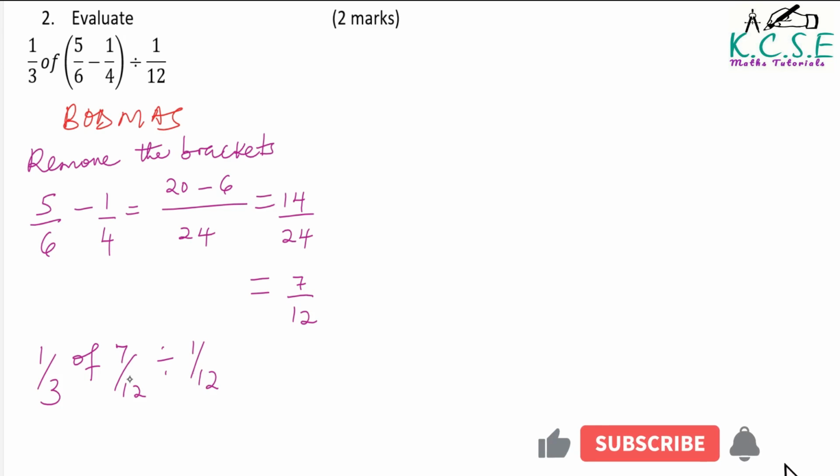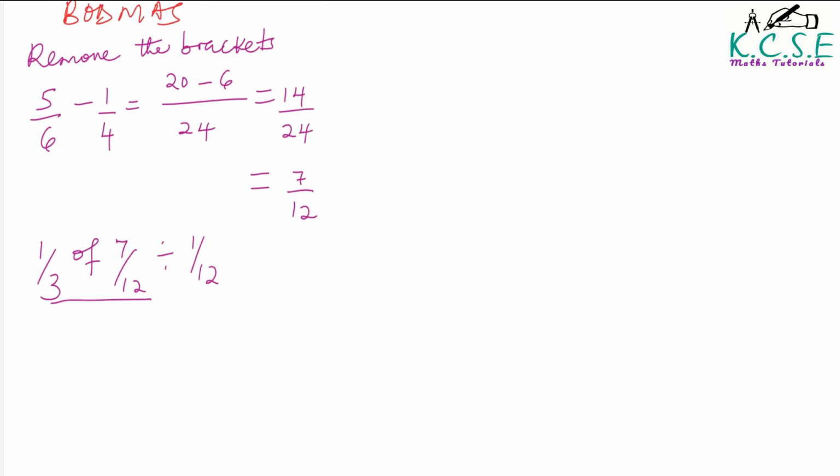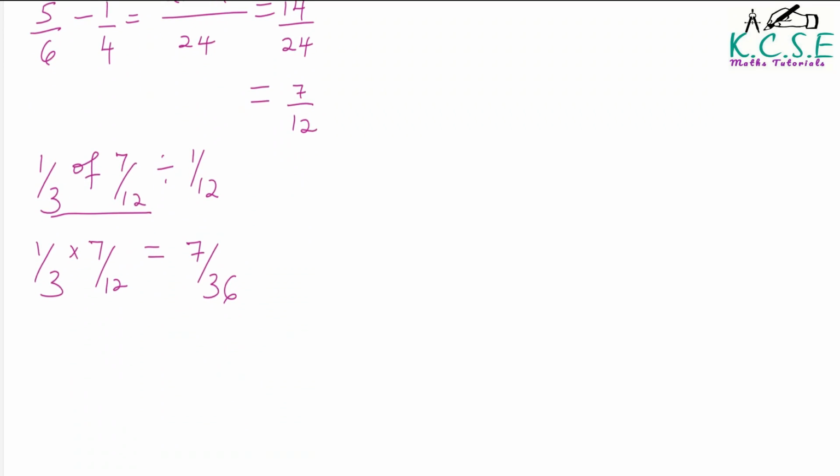Now these two operations, the one that should come first is the of. We have division and of. Of should come first, so this one should come first. So a third of means multiplication by 12. So this gives 7 divided by 36. So that is the solution there. Then since we've got that, now we can input it there.